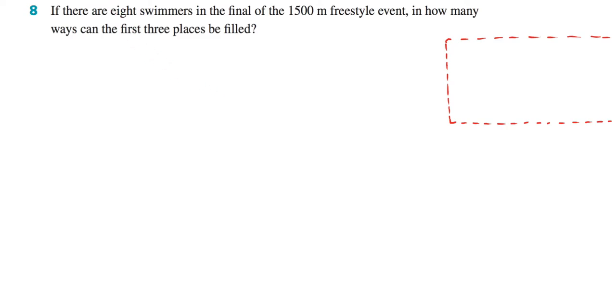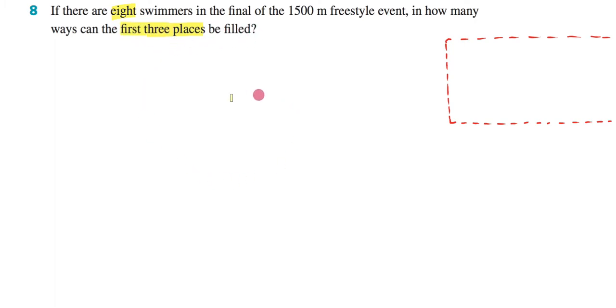We are doing exercise 10b, and in this video we're going to be going through question 8, and we're really going to be taking our time with this question, so settle in. So here it reads, if there are 8 swimmers in the final of the 1500 meter freestyle event, in how many ways can the first three places be filled?